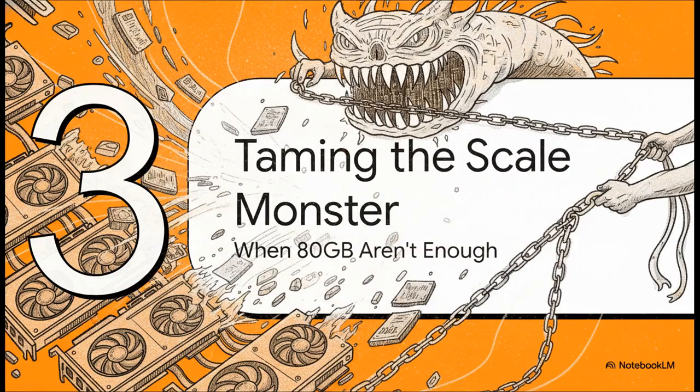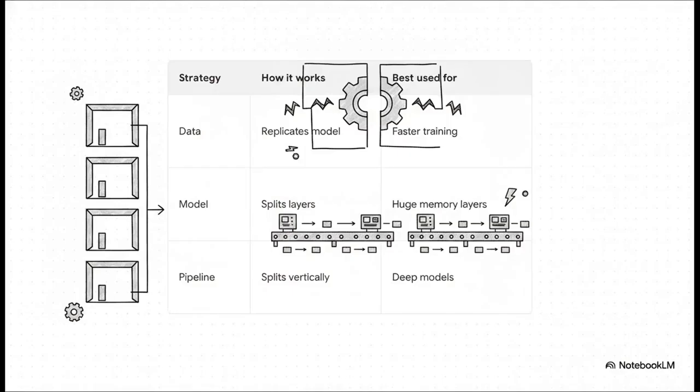Okay, let's level up. Act 3, taming the scale monster. What happens when those 80 gigabyte GPUs just aren't enough? When you hit that memory wall, you need distributed training. Think of it like a massive manufacturing plant. Data parallelism is like having multiple identical assembly lines processing different batches of raw materials. Model parallelism is when a single machine, like a huge attention layer, is simply too massive for one room, so you literally split the machine itself.